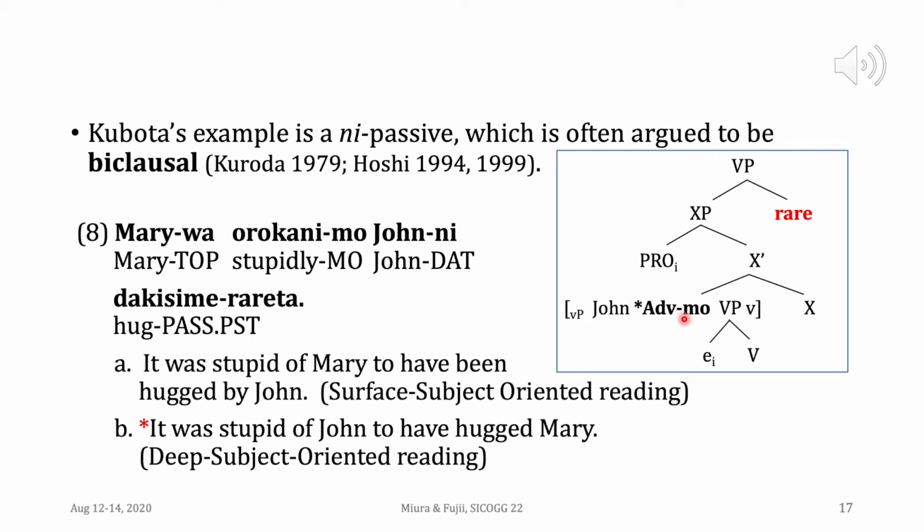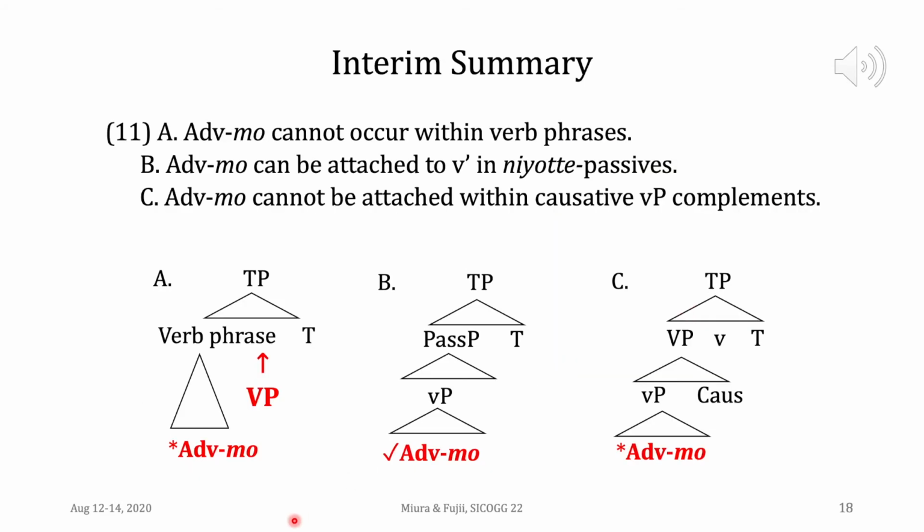Okay, so details aside, when the ADV mo appears in the complement of rare, it's not local to T. We can explain the absence of the deep subject-oriented reading in this example that way. Okay, 11 is a summary so far.